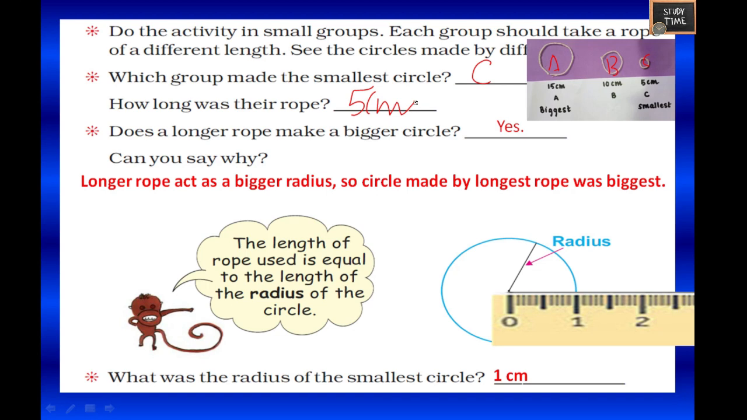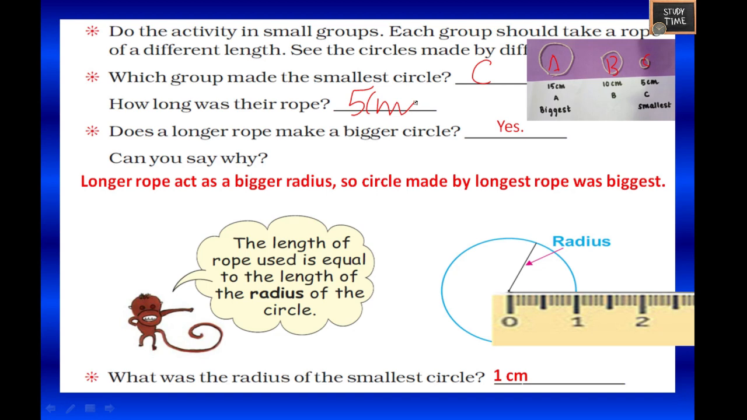Does a longer rope make a bigger circle? Yes. Can you say why? Because the circumference will be more. A longer rope acts as a bigger radius, so the circle made by the longest rope was also the biggest. The length of rope you used is equal to the length of the radius of the circle.